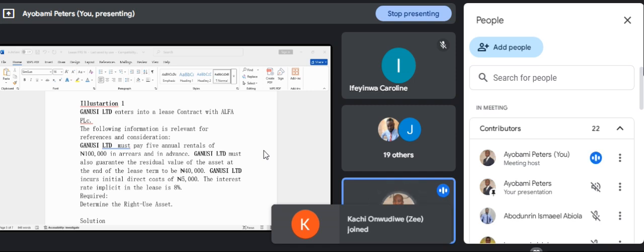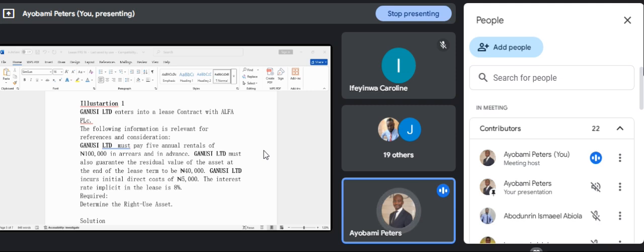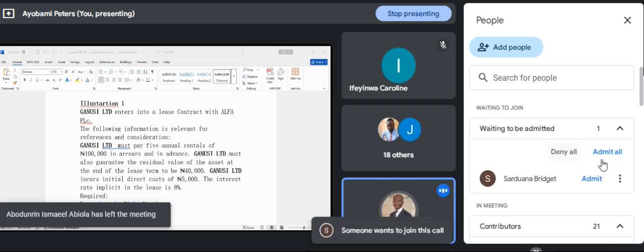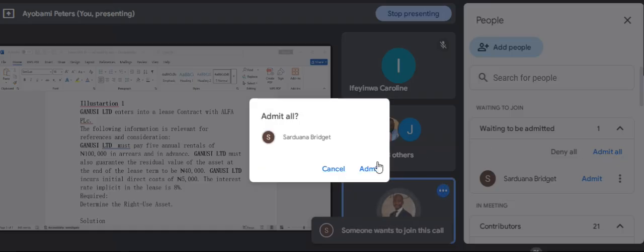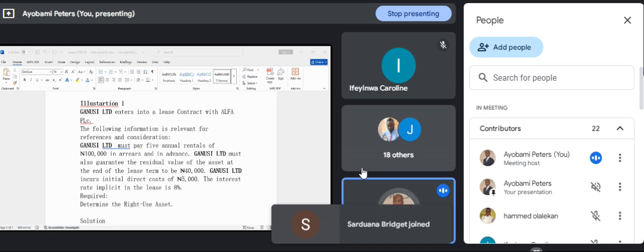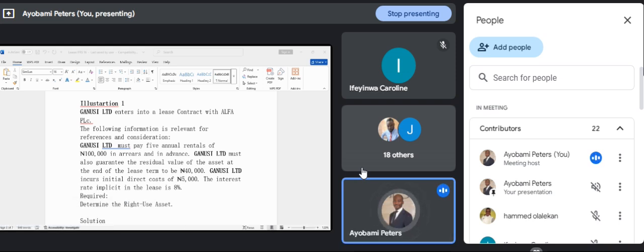Number 1, lease payment can be in arrears, lease payment can be in advance. If it is in arrears, it means that the lease payment will be made at the end of the year. If the lease payment is made in advance, it means that it is made at the beginning of the year. Now understand this: once the lease payment is made in advance, that amount that is paid is not a future cash flow that you are expecting. Therefore, you don't discount it.